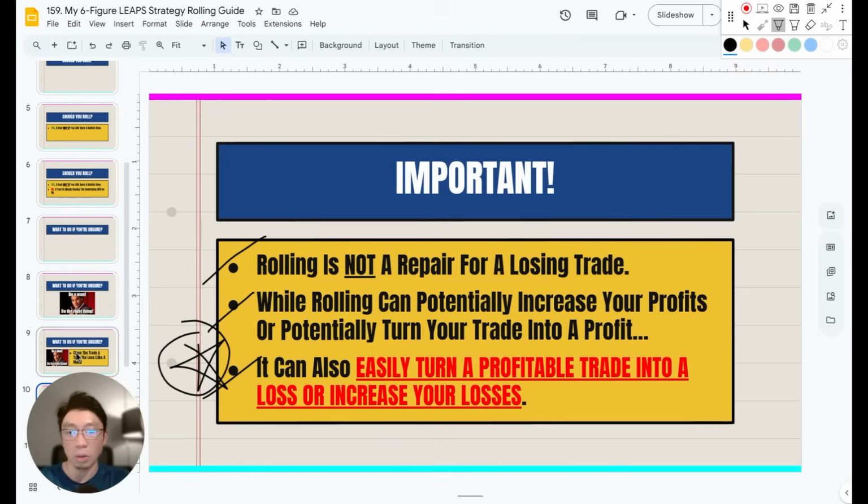If the market is suddenly going to do a U-turn and then just go all the way down, then all of a sudden the profitable trade which you had previously could eventually turn into a net loss from this roll which you did. Or worse, increase your losses. That means if you initially already had a losing position and then you roll it, it could further deepen your losses if the market continues to go down again. So remember, rolling is not a repair for a losing trade, and you only want to put it on if you have a bullish view still.